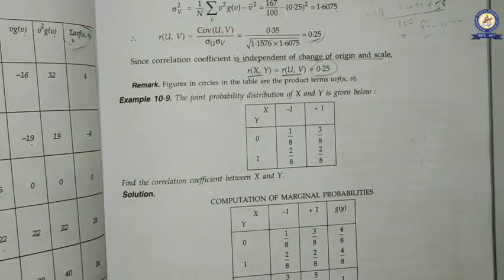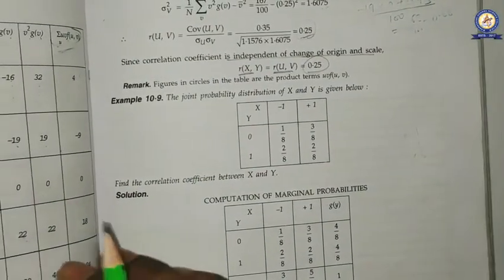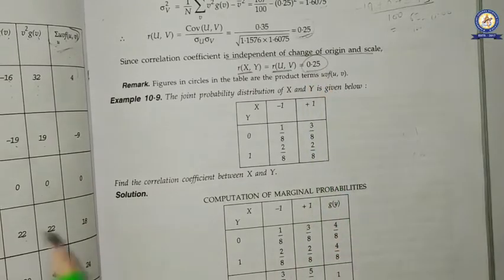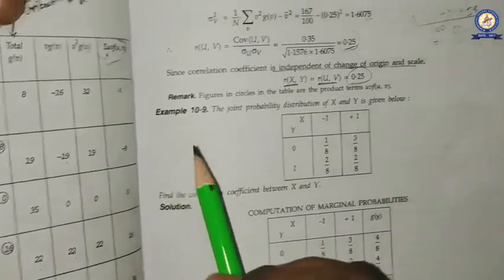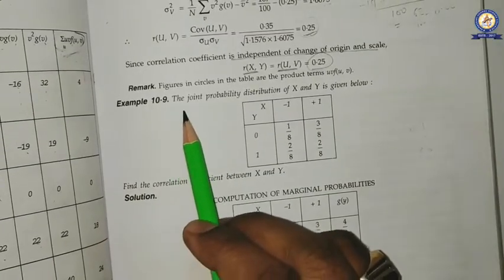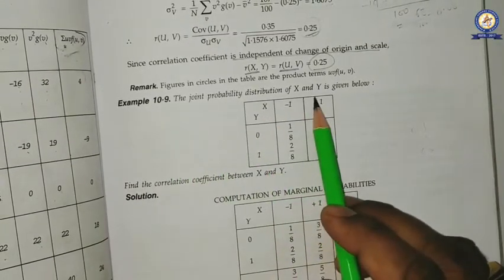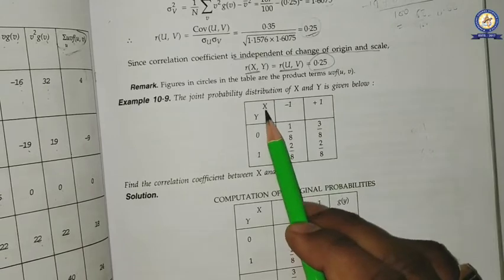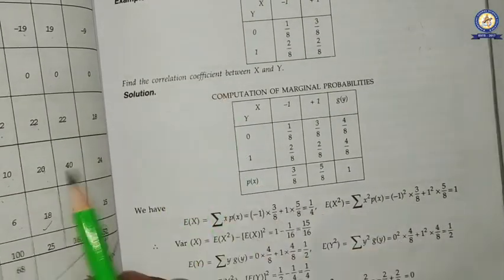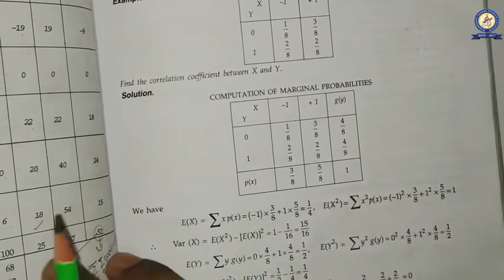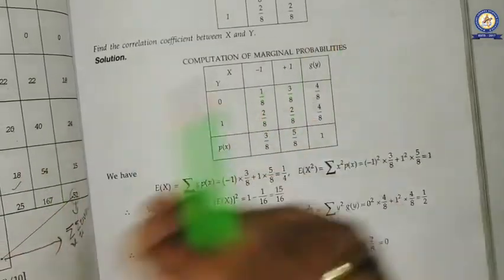And so this will be the answer of this question, and we are going to go for the next question. The joint probability distribution of x and y is given. The x values are -1 and +1, the y values are 0 and 1, and we have to find the correlation coefficient between x and y. So here it is very easy.